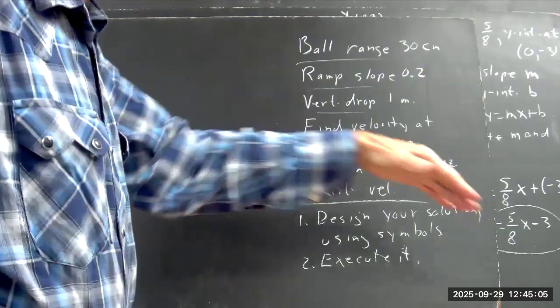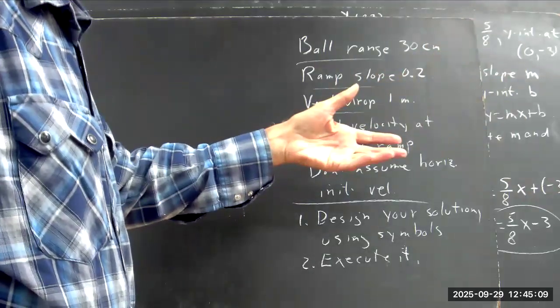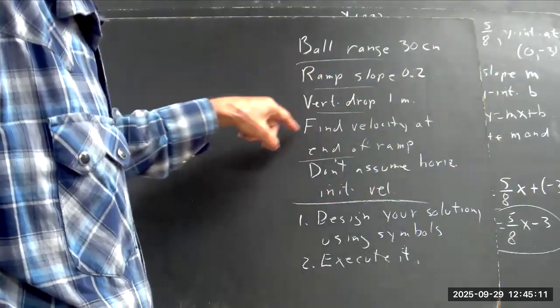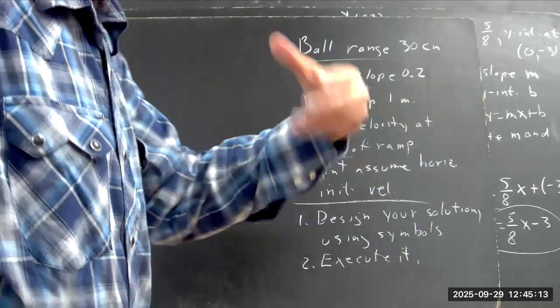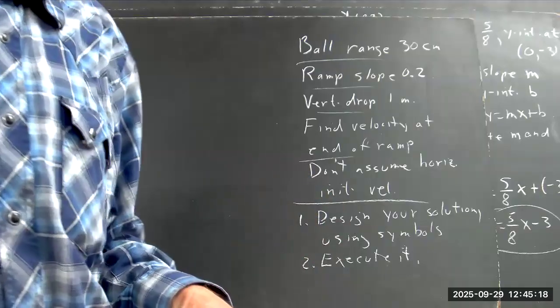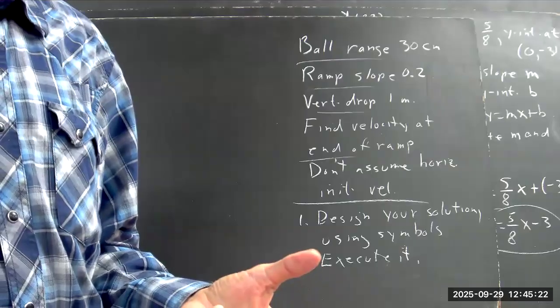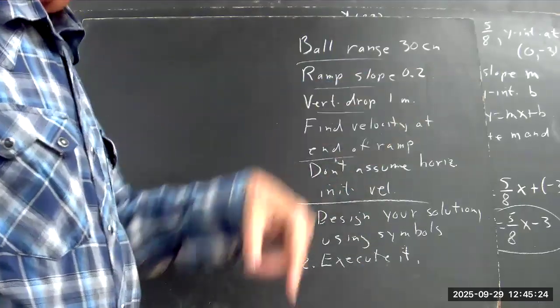We don't care what happened between release or whatever happened on the ramp. All we're interested in is finding the velocity at the end of the ramp from the projectile motion. Don't assume a horizontal initial velocity, which I allowed you to do on the lab because it's not going to make much difference. At this slope, it would make a difference.